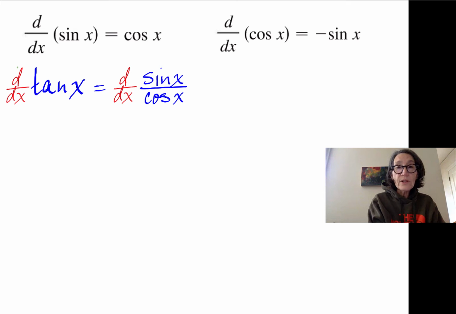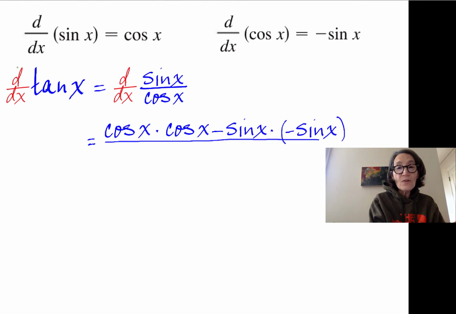So the quotient rule says the derivative of sine x over cosine x is going to be the bottom times the derivative of the top, which is cosine of x, minus the top times the derivative of the bottom, all over the bottom squared. And that looks like a complicated function and a difficult one to remember, but actually we can simplify it. Look at the numerator.